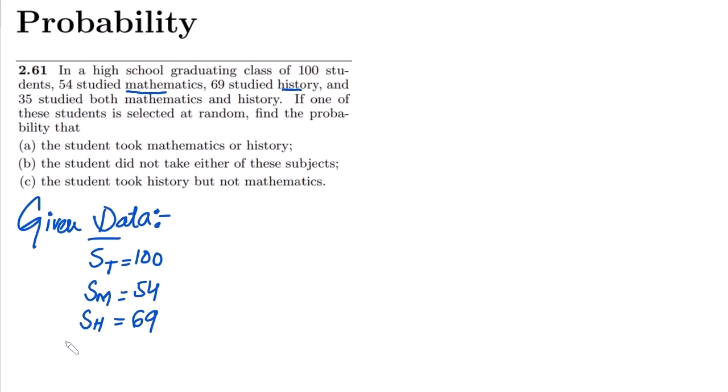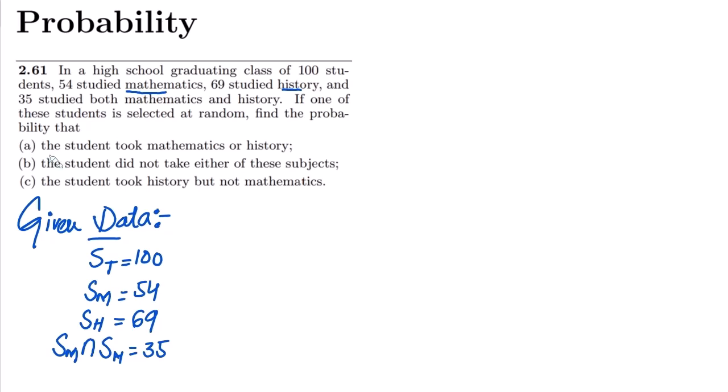So I have to write studied both mathematics, and in order to represent it, I am going to write here this intersection symbol, and with it I am going to write this H as well. Okay, because they have studied both maths and history. So these are 35 in number. Okay, so after this, what do I have to do?